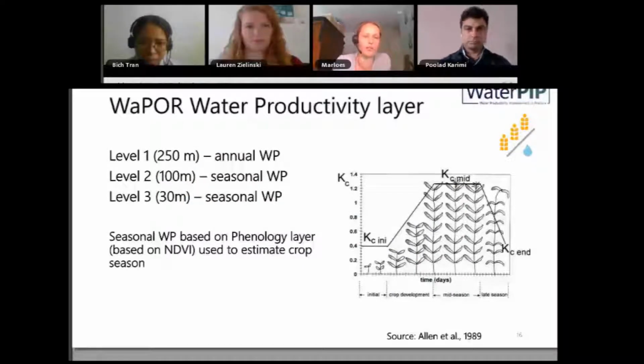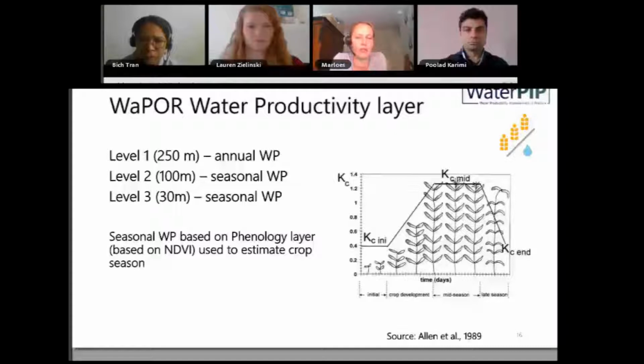So what do we actually see from WaPOR? Because WaPOR provides their own water productivity layer. At the first level, the water productivity layer is an annual water productivity layer, so it just looks at the whole year and what is the water productivity. At level 2 and 3, it uses a seasonal water productivity, and it is even able to provide 2 different seasons in a year. So how does WaPOR derive this seasonality?